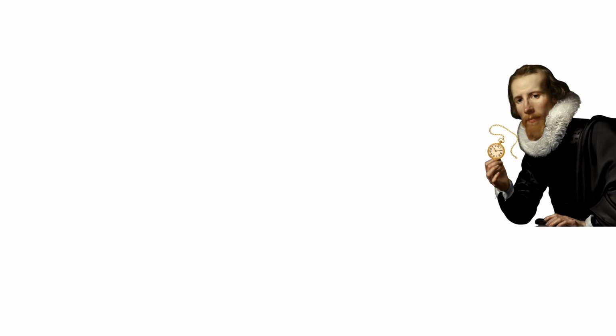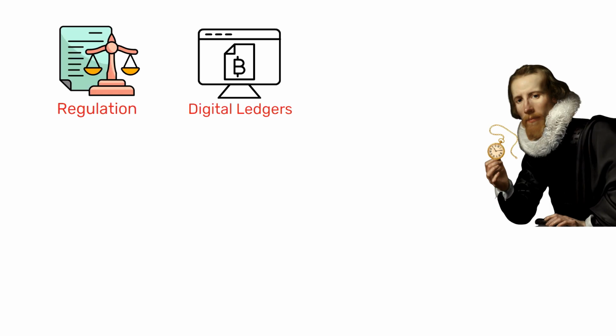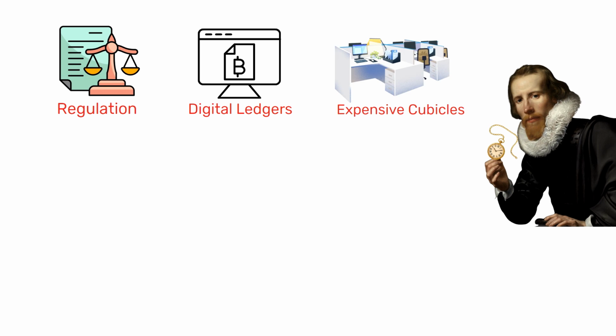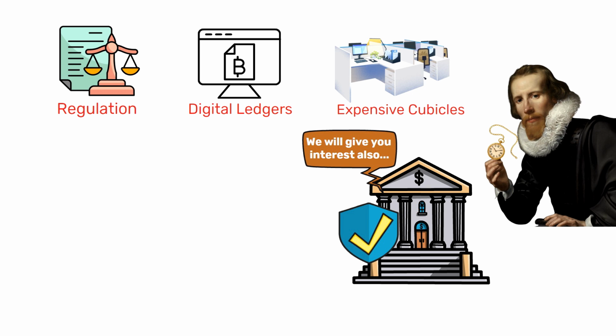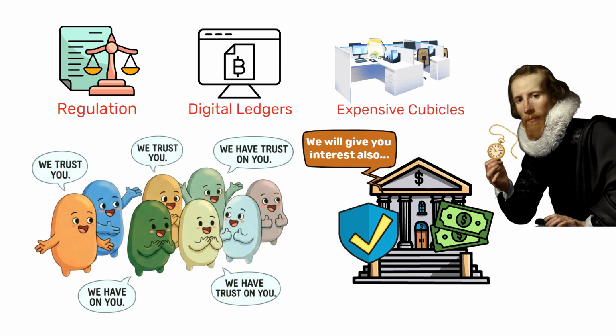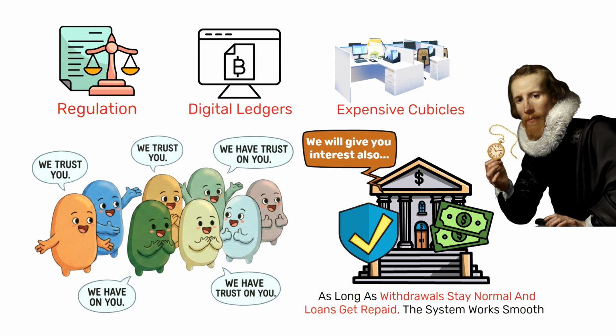This is the modern version of the goldsmith's extra notes, but now wrapped in regulation, digital ledgers, and very expensive cubicles. And just like the goldsmiths, banks can safely create more promises than the actual cash they hold because they know people rarely demand their money all at the same time. As long as withdrawals stay normal and loans get repaid, the system works smoothly.